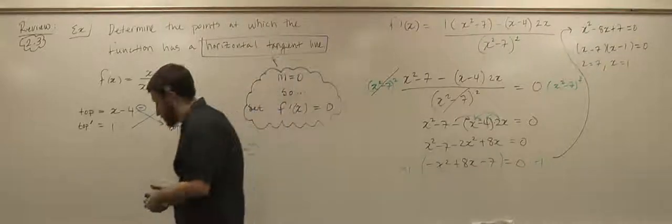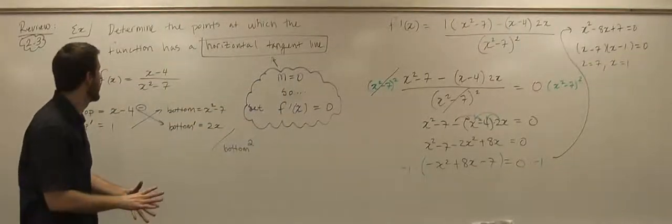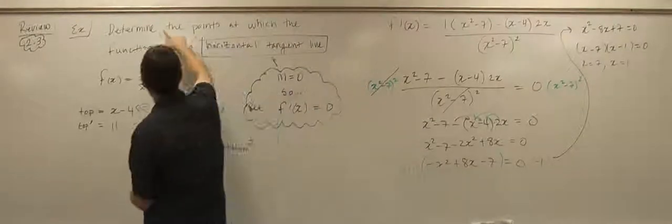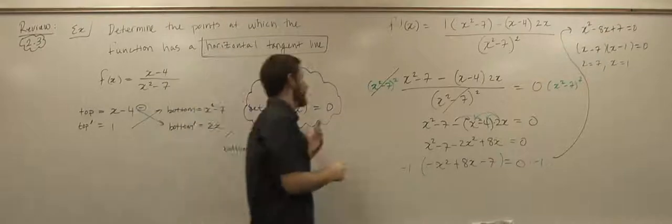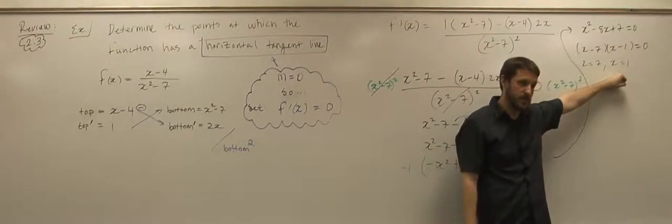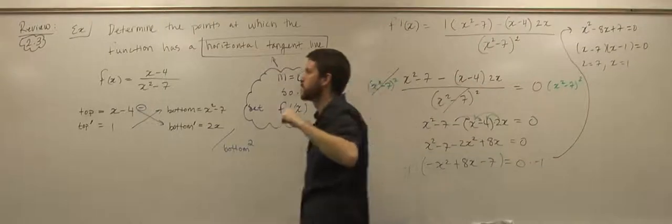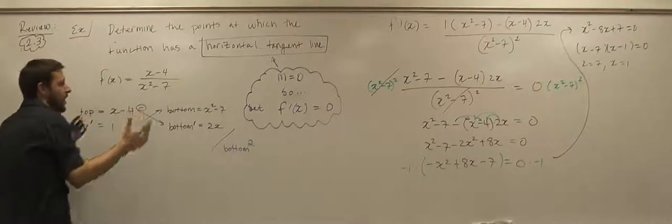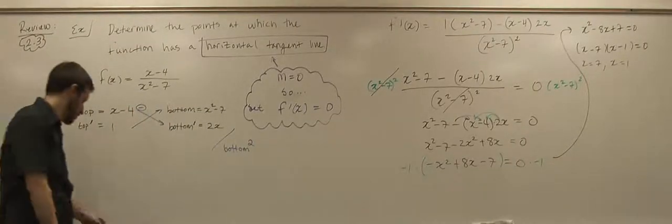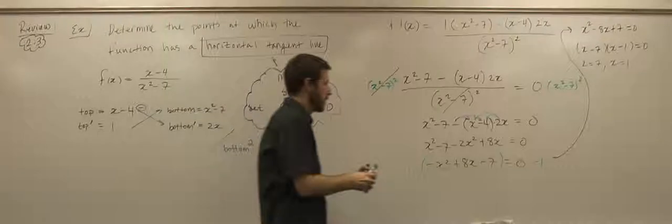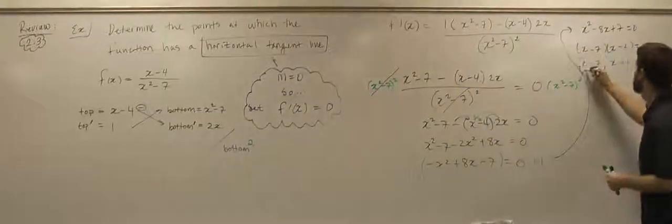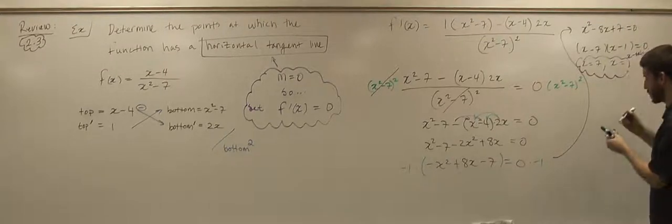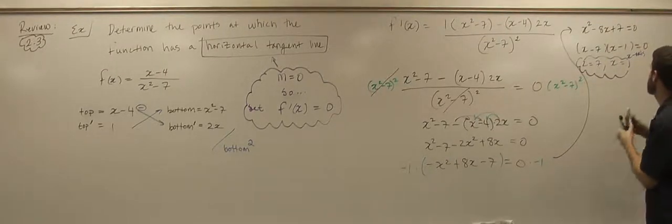Now, it depends on how picky I feel like being, but you didn't technically answer the question yet. The question said determine the points at which the function has a horizontal tangent line. You determined the x values. So for the points, you have to come back here and plug in x equals 1 and x equals 7 and find the y value for each. To take these x values and turn them into points, you have to plug back into the original function.